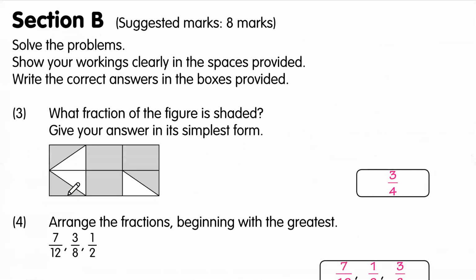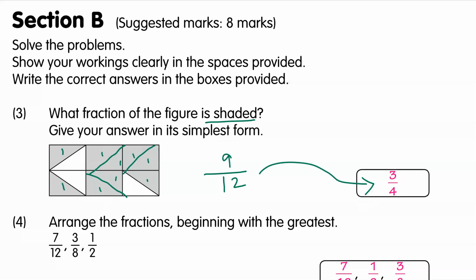Next, section B. What fraction of the figure is shaded? Now if you have questions like this, find out the number of equal parts. Over here, the smallest number is of equal parts. The shapes are actually the triangles. So if I continue drawing like this, I will have 4, 4, 4, 12 triangles. Okay, shaded, let's count 1, 2, 3, 4, 5, 6, 7, 8, 9. 9. Okay, 9, the simplest form is 3/4.